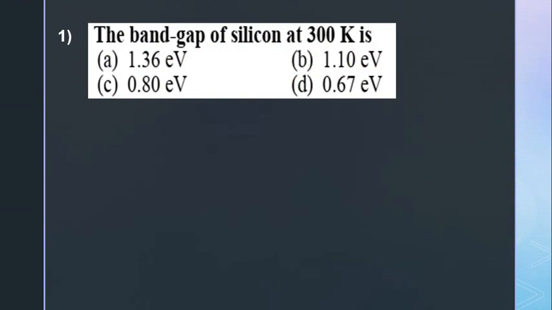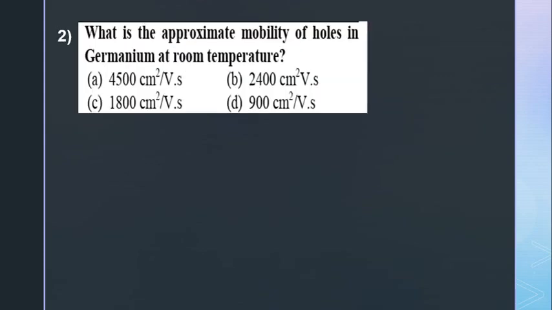The first question, the band gap of silicon at 300 Kelvin is. In this question, band gap of silicon at 300 Kelvin is asked. The correct option will be option B, 1.10 electron volt. So band gap of silicon at 300 Kelvin will be 1.10 electron volt. Next question, what is the approximate mobility of holes in germanium at room temperature?